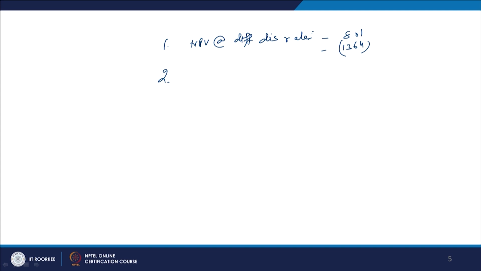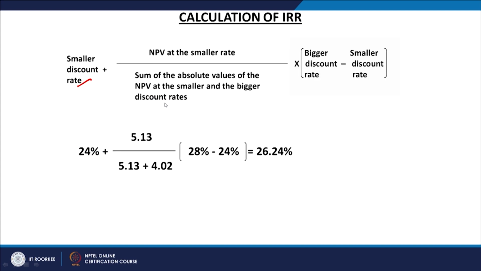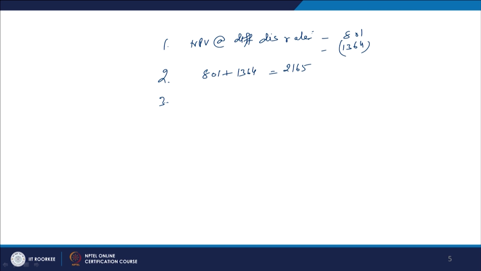You sum it up: 801 plus, forgetting the sign, 1364, so it becomes 2165. This is the formula we are going to make use of. We have calculated the sum, and now after this we have to calculate the ratio.